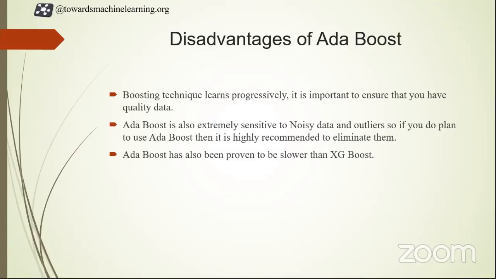And AdaBoost is proven to be much slower than XGBoost. XGBoost is the fastest among all these boosting algorithms. So AdaBoost is slower than XGBoost. These are some of the disadvantages which you have to see about AdaBoost.